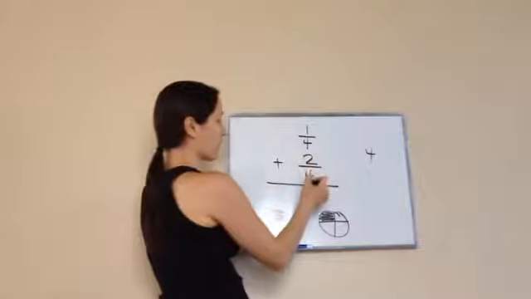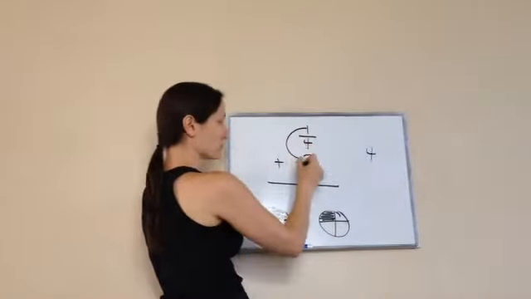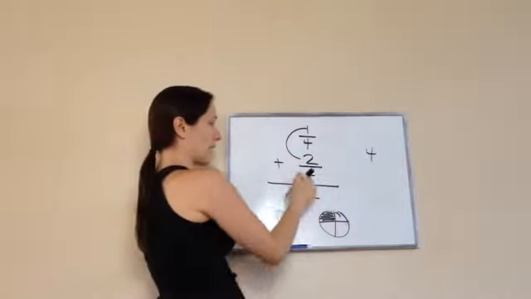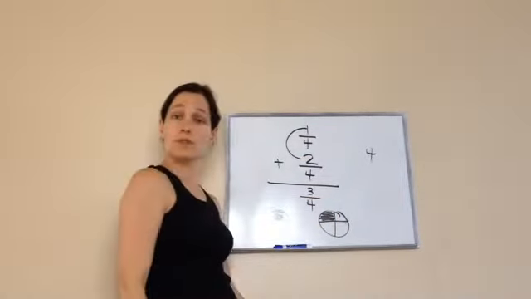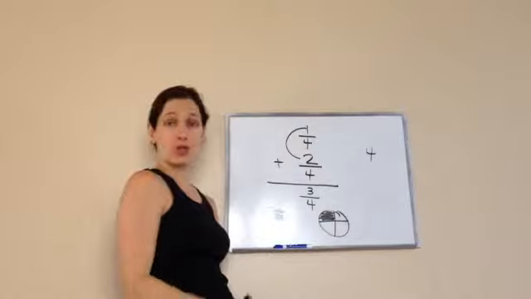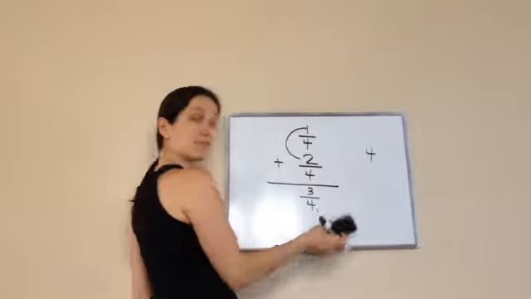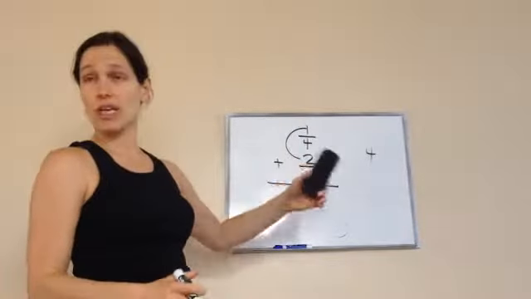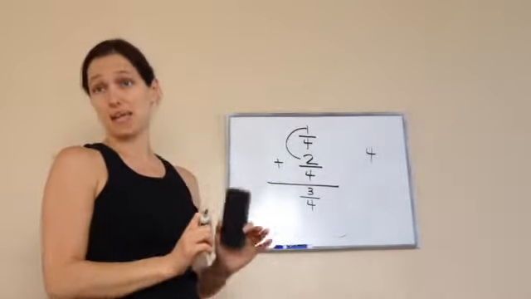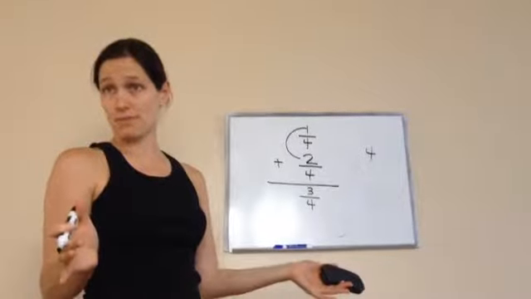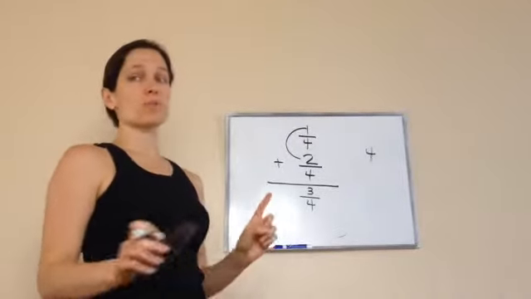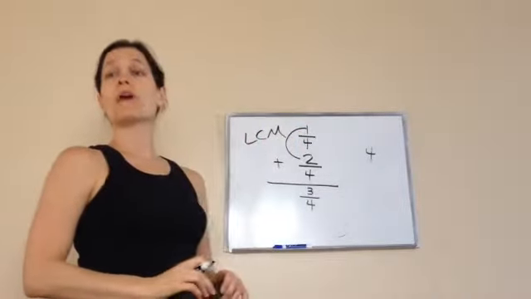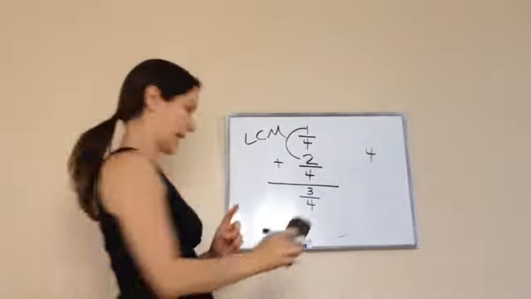It'd be 3/4. You just add your numerators. 2 and 1 is 3. And then you just bring your 4 down. So that's the answer to that problem. It got a little bit harder because the denominators were not the same. So we made them the same. And the most important thing you need to remember is that you're going to find your least common multiple to have the same denominator. Got it? Let's try another one.